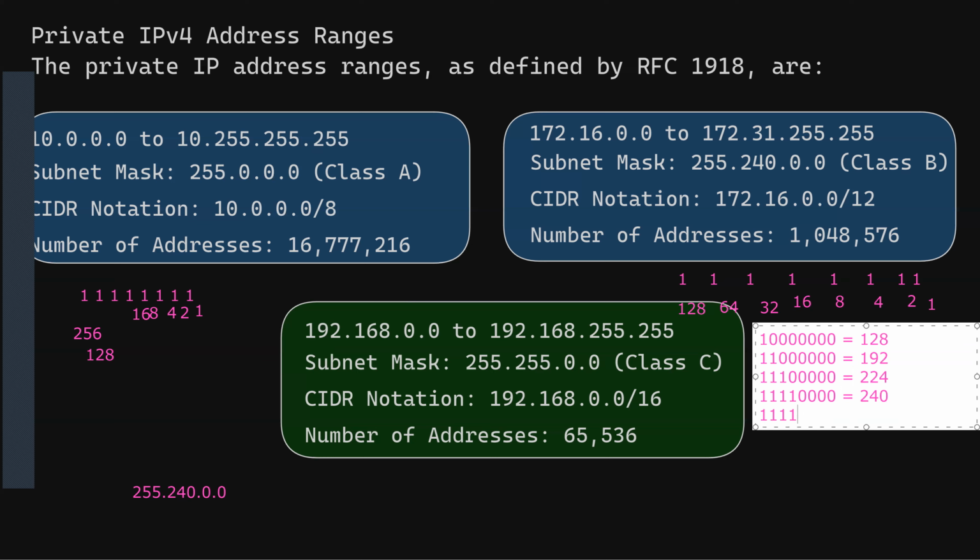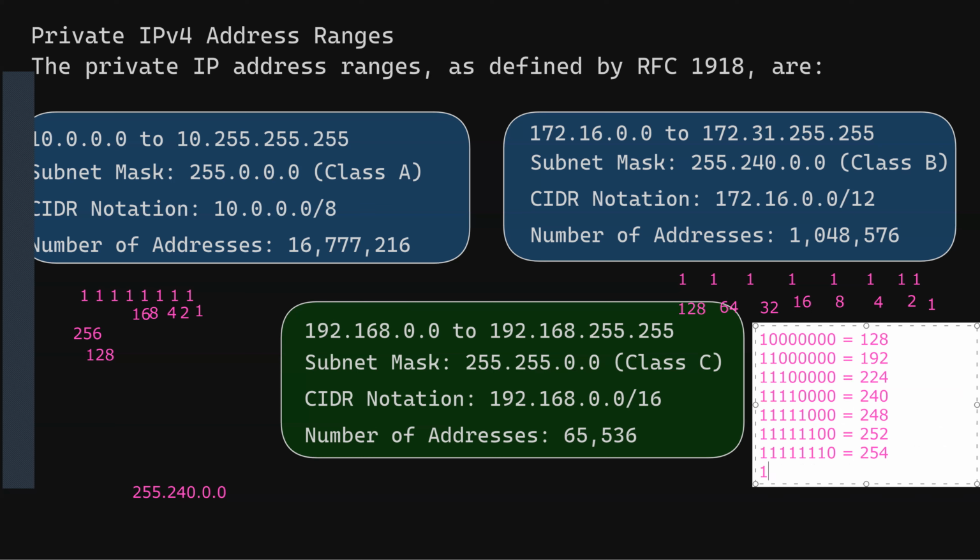240, 1, 2, 3, 4, 5, 1, 2, 3. This will be 248, right? 248. 3, 4, 5, 6, 0, 0. This will be 252, yeah, 1, 2, 3, 4, 5, 6, 7. This will be 254. 1, 2, 3, 4, 5, 6, 7. This will be 256, right? 256. 255, sorry, right? 255, yeah.